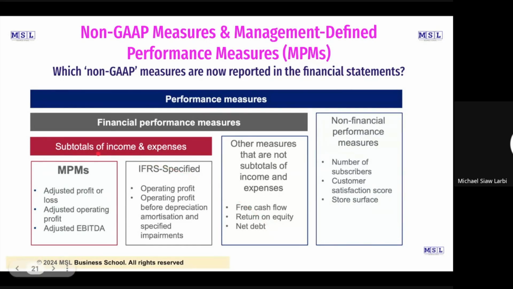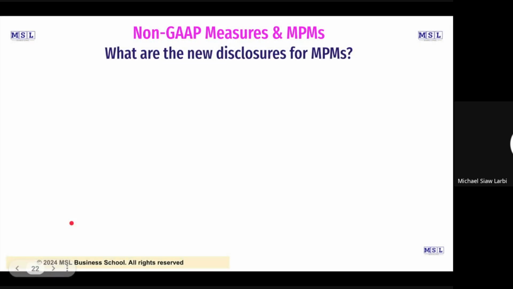Then those that are subtotals of income and expenses, the MPMs, will be things like adjusted profit or loss, adjusted operating profit, adjusted EBITDA. You know, management may want to adjust because they want to take out a particular line to see the impact it would have had on financials. So it is management defined because management wants to communicate a particular message toward the users. There are some that are IFRS specified: operating profit before depreciation, amortization, and impairments. These are not MPMs. They are already in the standard. These may be MPMs.